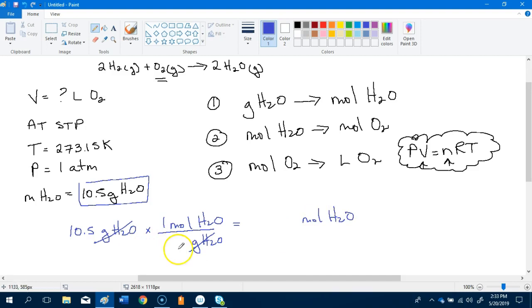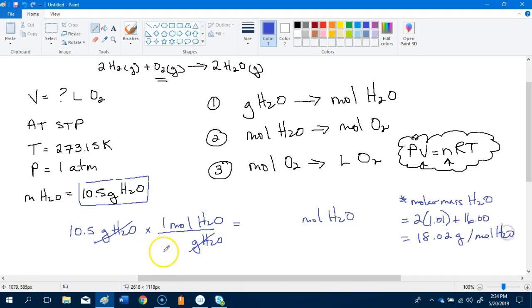But I have to know my molar mass, so I'm going to do that over here as my side calculation. Molar mass of H2O is equal to 2 times the mass of hydrogen plus the atomic mass of oxygen, which is 18.02 grams per mole of H2O. So 1 mole is 18.02 grams of H2O.